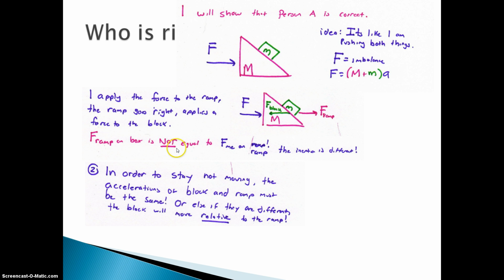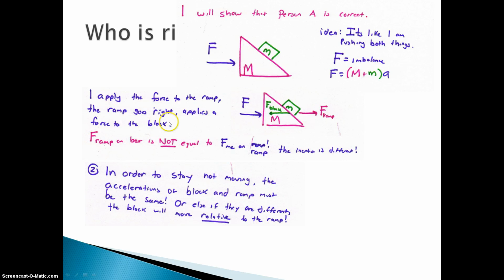Now the real key point: in order for the block not to move uphill or downhill, the acceleration of the ramp and the block must be the same. Or else, if they're not the same, the block will move relative to the ramp.